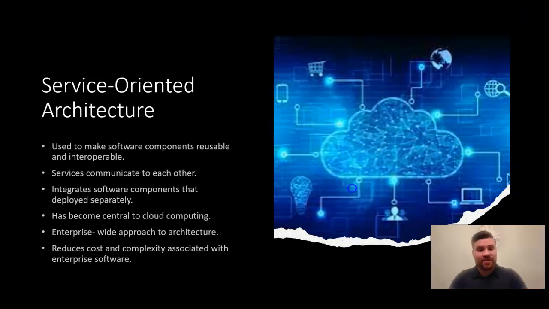Next, we have service-oriented architecture. This is used to make software components reusable and interoperable. This is a service that is used to help other services communicate with each other from different platforms and different systems. It integrates software components that are deployed separately. So they've been deployed apart, they're separate, and it allows them to come together and communicate. It's become integral to the cloud computing world, and it is an enterprise-wide approach to architecture, and it reduces cost and complexity associated with enterprise software.